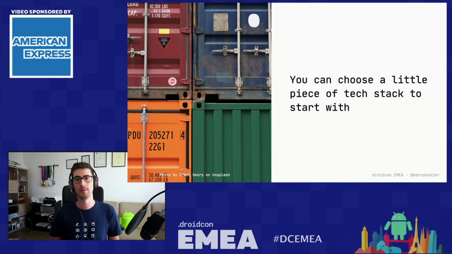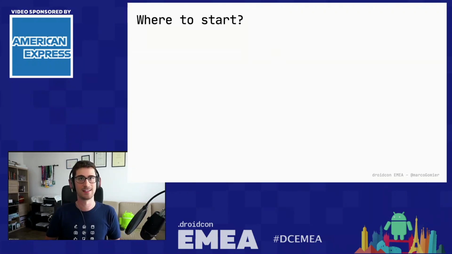And so now we can choose a little piece of tech stack to start with, and we can migrate it to Kotlin Multiplatform and integrate it in our existing project. But where to start in reality?